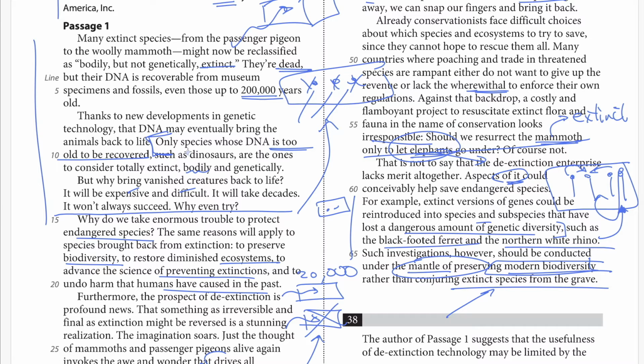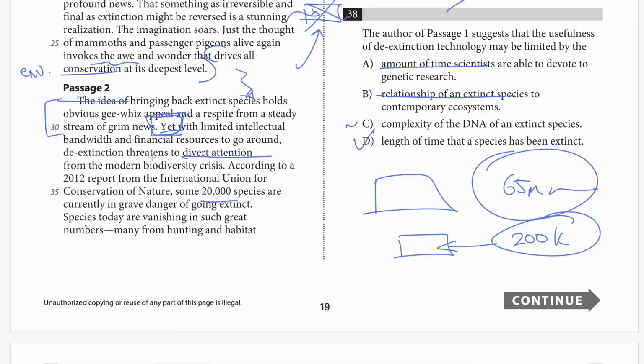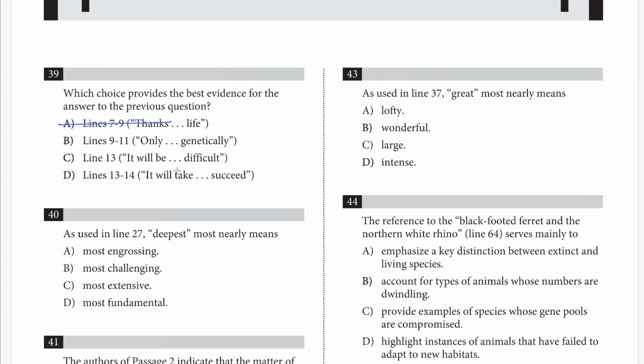So only species whose DNA is too old to be recovered, or can be considered totally extinct bodily and genetically. So that's exactly what they're talking about. The DNA is too old to be recovered. And you see, I've already marked it. When you get into the habit of marking stuff, you'll automatically be marking the correct answers anyway. So that's why 9 is a very big maybe. Very big maybe. So I'm just going to mark it like this. Okay, line 13 and 13 to 14.